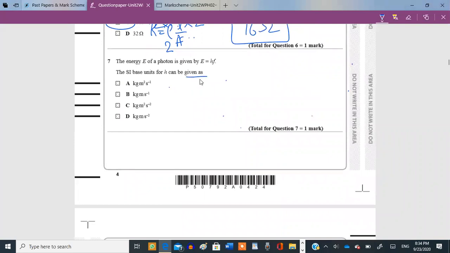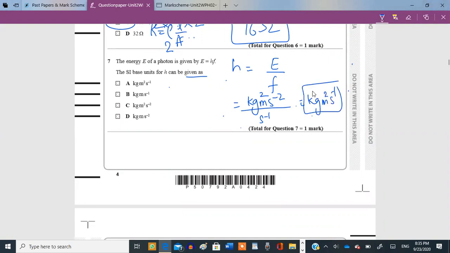Question 7. The energy of a photon is equal to hf. What is the SI base unit of h? h is equal to E upon f. E is the energy. Energy is kg m s minus 2 multiplied by m, which is m squared, divided by frequency, which is s inverse. S inverse will go up and it's going to become kg m squared s minus 1. Then after 7 comes 8.